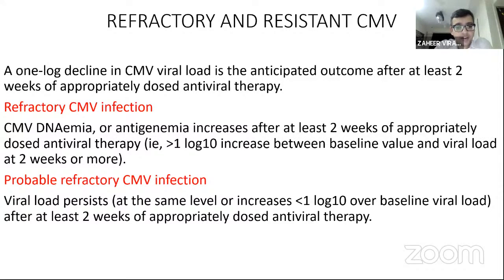A probably refractory case is when the viral load does not drop or remains at the same level after 2 weeks of therapy. In this case, one can continue with higher doses of ganciclovir, go up to 10 milligram per kg, and see whether the infection responds. Also, if you're using valganciclovir, one has to check that there is adequate absorption. So if you're not sure about the absorption, it would make sense to switch to ganciclovir and see.